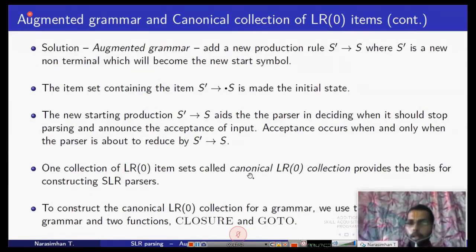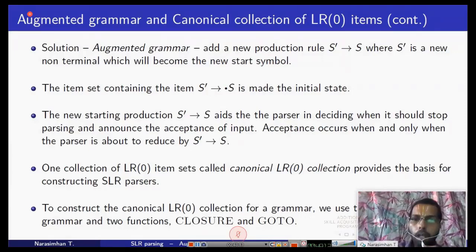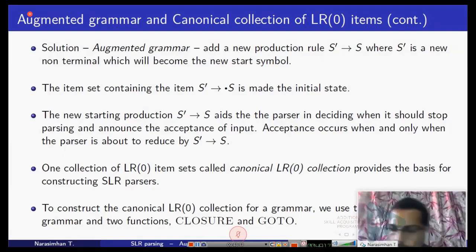And to construct the canonical collection, we require the augmented grammar and also the help of two functions, closure and goto. So we start with the canonical collection construction. Next class, you will be given the augmented grammar, and we will be using two functions, closure and goto, to construct the canonical collection, which we will discuss in the upcoming session. Thank you. I think we can move to the question and answer session.